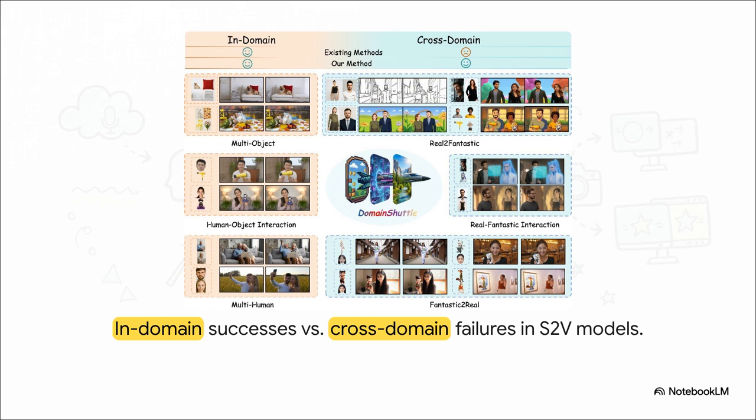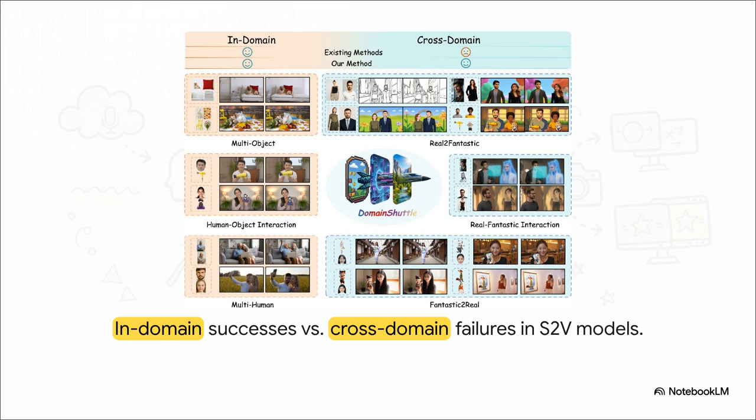The man and women are seamlessly translated into a beautiful, consistent 3D animated visual style, yet their core facial features, their intrinsic identities, are perfectly, flawlessly preserved. And the exact same thing goes for the fantastic to real scenario at the bottom right, taking a 2D cartoon fox and rendering it as a highly detailed, photorealistic painting on a wall. DomainShuttle achieves a level of generative flexibility and aesthetic control that prior models simply cannot touch.